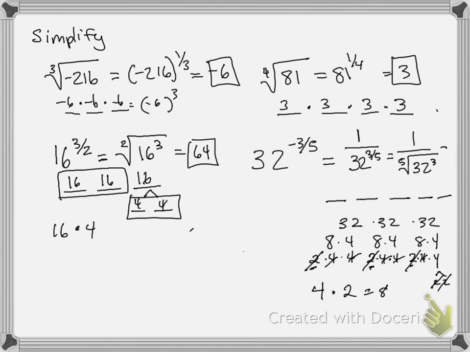And then I just want to remember that it was 1 over all that radical stuff. So my answer, 32 to the negative 3/5 power, is 1/8.